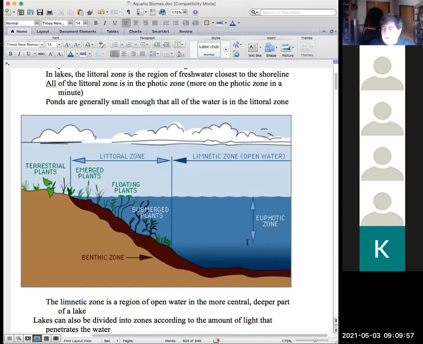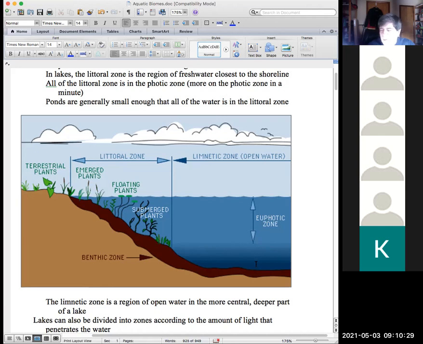Technically, the euphotic zone is defined as being all the way down in the water until we reach a point where only 1% of the light that hit the surface of the water penetrates. So 100% of the light hits up here. When we get down to the bottom of this arrow by the euphotic zone, the tip of the arrow is 1%. Below that is the aphotic zone.